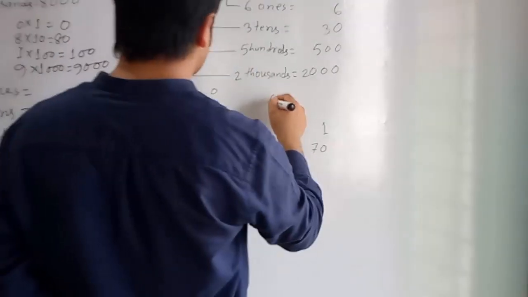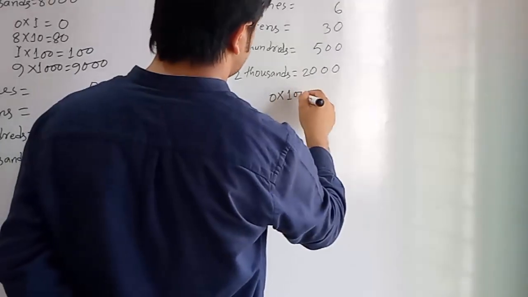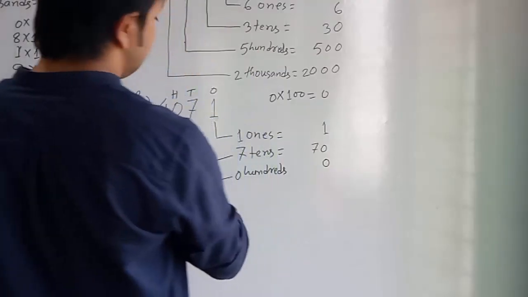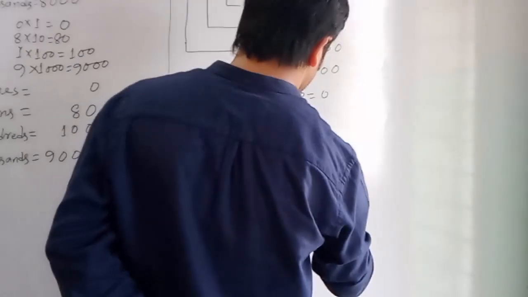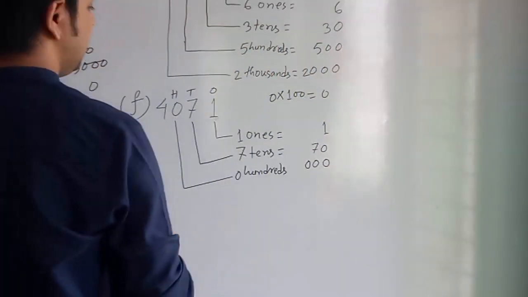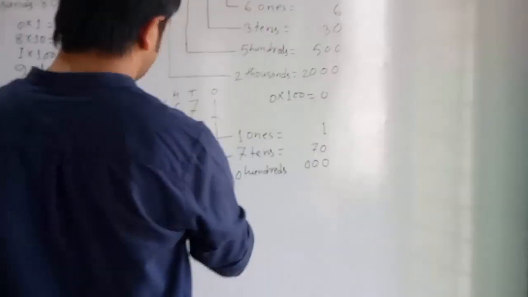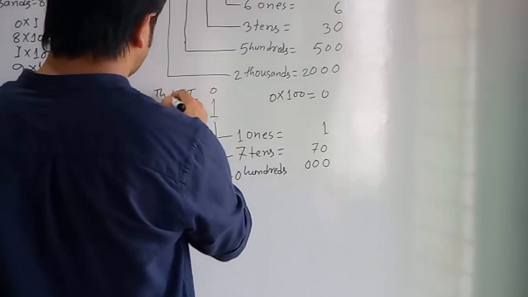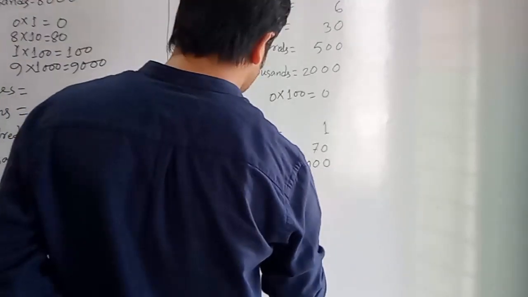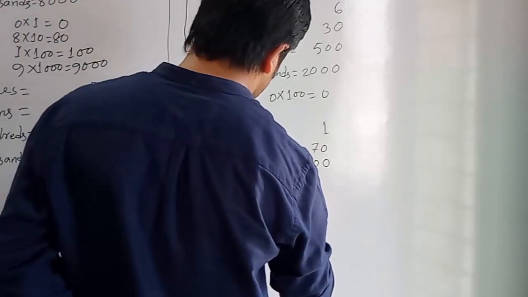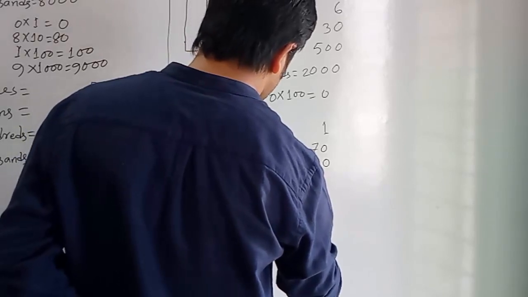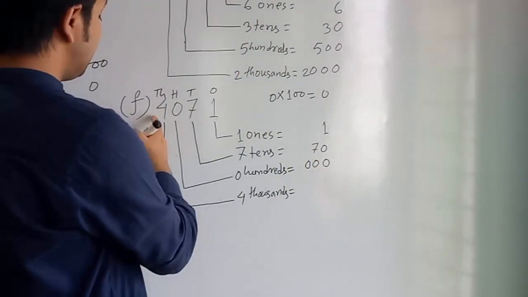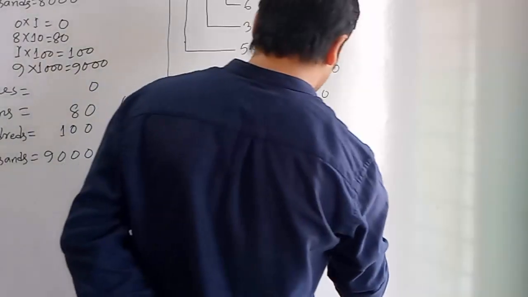If we multiply 0 by any number, the result will be 0. So we can write here 0. The value of this number is 0. Next, the digit 4 is in thousands position, so we can write 4000. So, place value of 4 in this number is 4000.